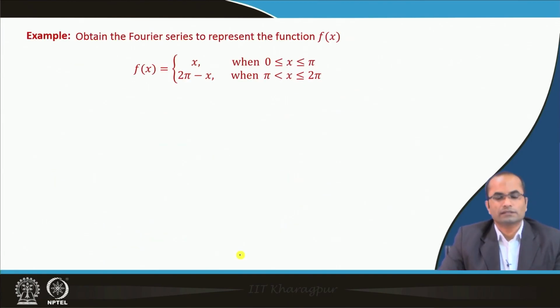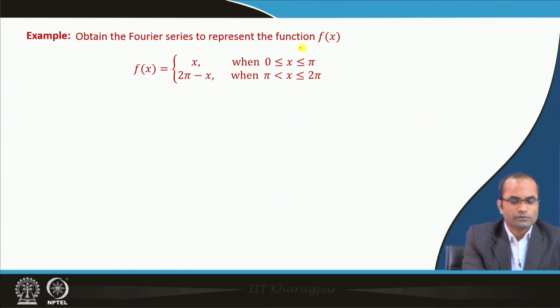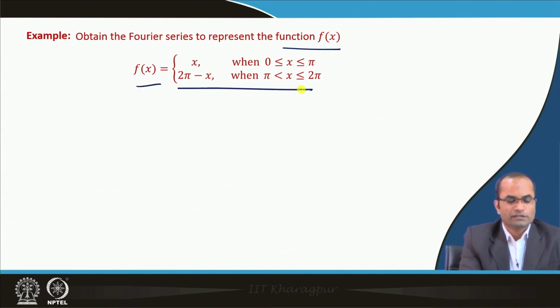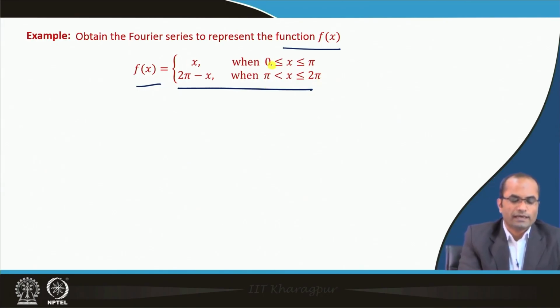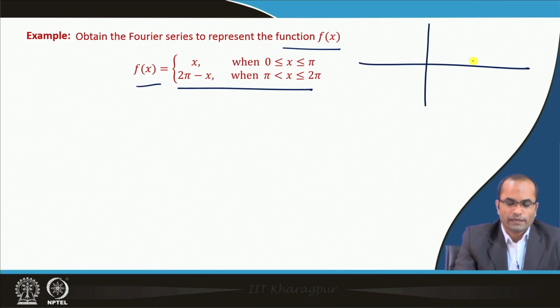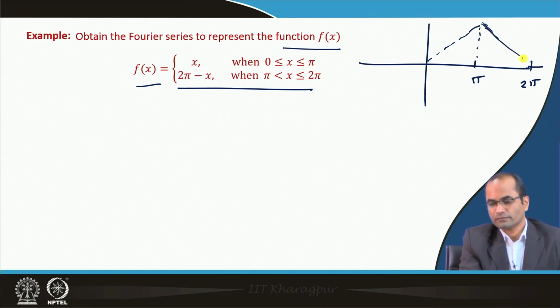Now we can discuss some examples based on this simplification. For instance, we want to represent the function f x, which is given by x for x in the range 0 to pi, and 2 pi minus x in the range pi to 2 pi. If you look at the graph of this function, from 0 to pi it increases linearly, up to pi, and then from pi to 2 pi it is 2 pi minus x, so it decreases to 0.